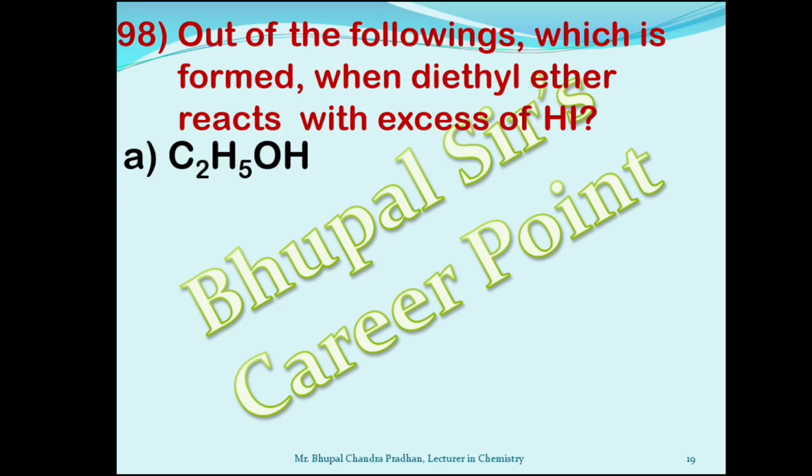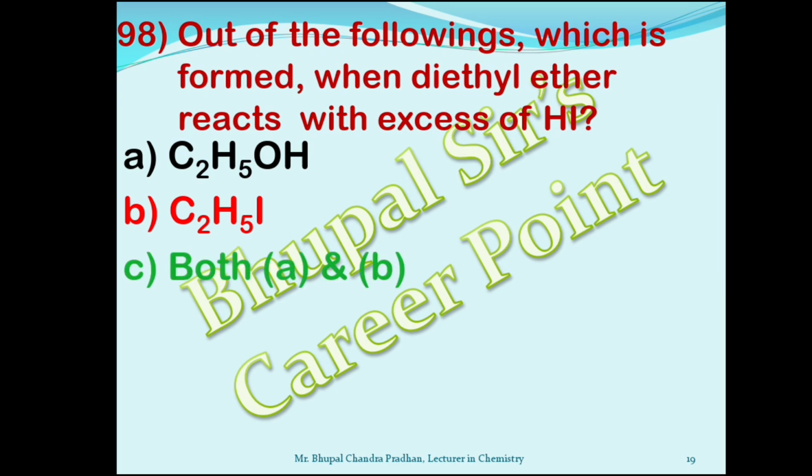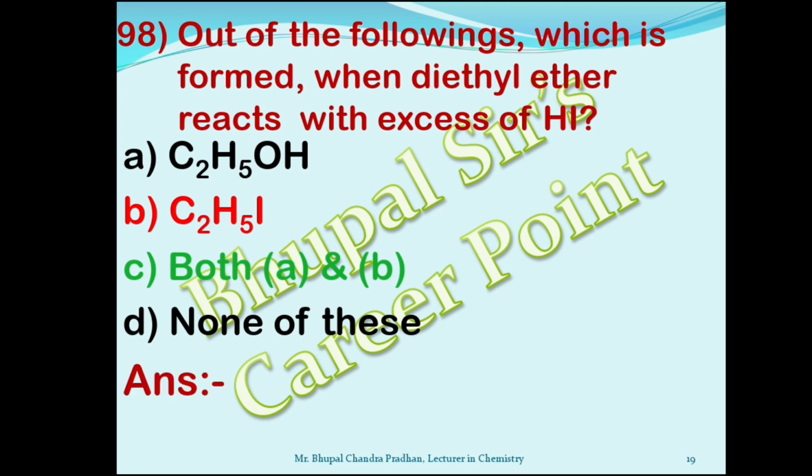Option A ethyl alcohol, option B ethyl iodide, option C both A and B, option D none of these. Which will be the correct answer? The students try to give the correct answer.